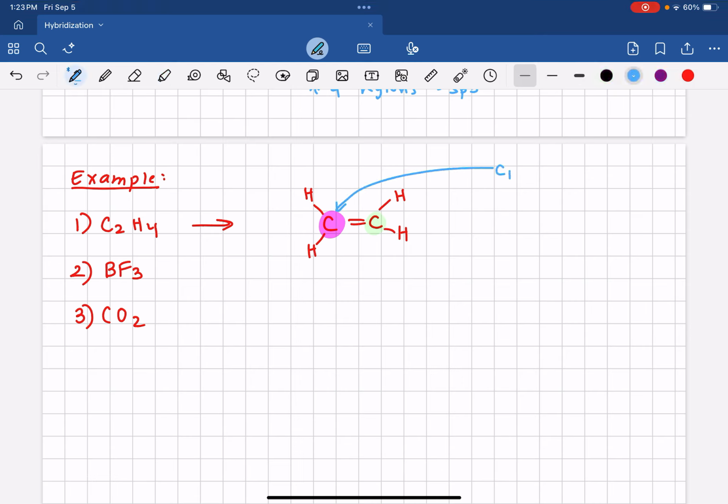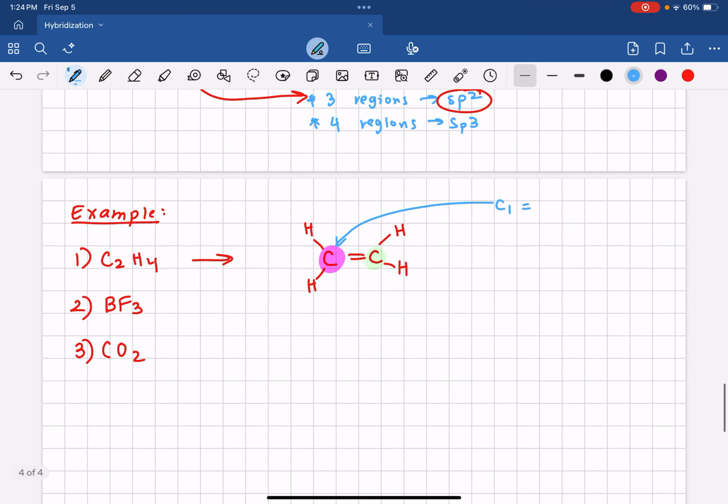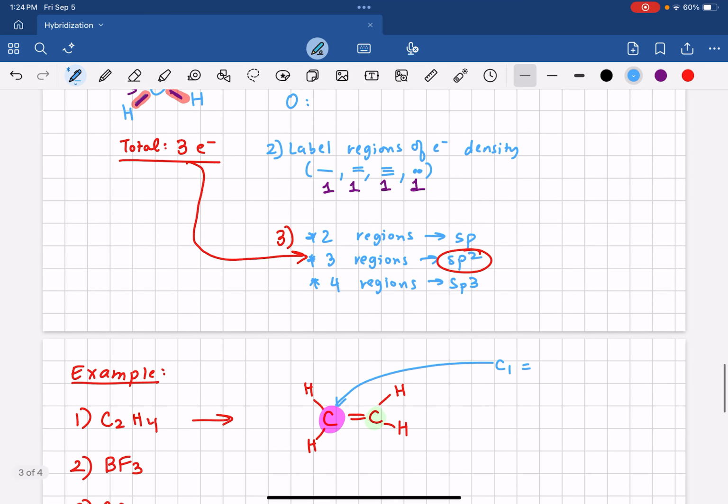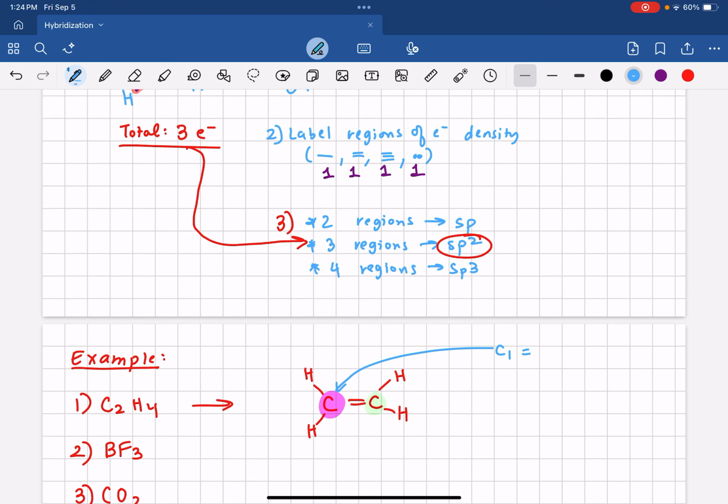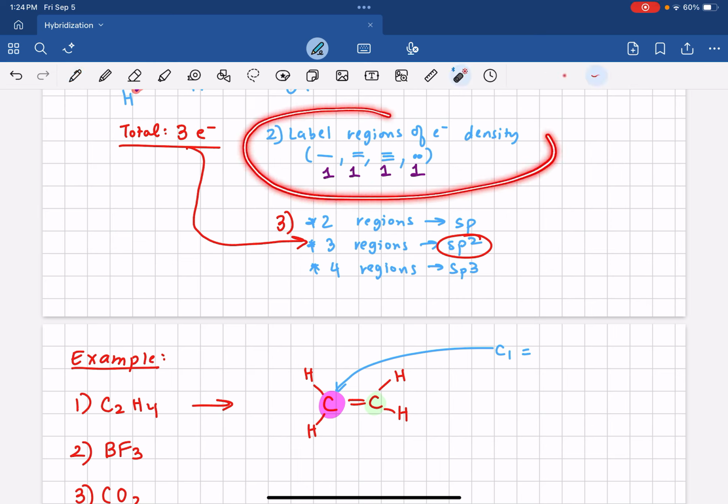Carbon 1. First you want to count how many bonds it is connected to and or lone pairs. So remember how we said up here, you want to label your regions of electron density. So if it's a single bond, it counts as 1. If it's a double bond, it also counts as 1. If it's a triple bond, it counts as 1. And if it's a lone pair too, it counts as 1.